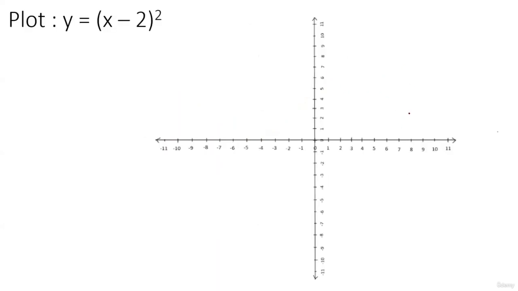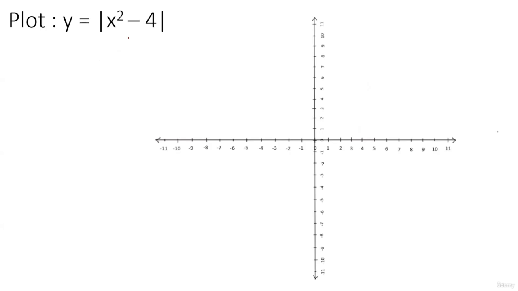So guys, my first question is to plot the graph of y is equal to x minus 2 the whole square. I will start with the reference graph which I know, the graph of y is equal to x square. So I will draw the graph of y is equal to x square first. But now I observe that I have replaced x with x minus 2. So the graph will move 2 steps towards the right. And this is the required answer for y is equal to x minus 2 the whole square.